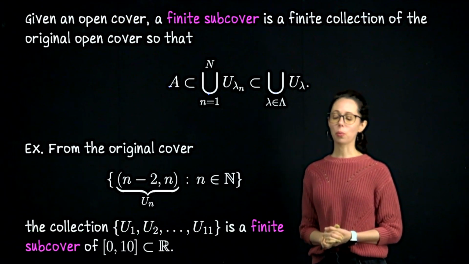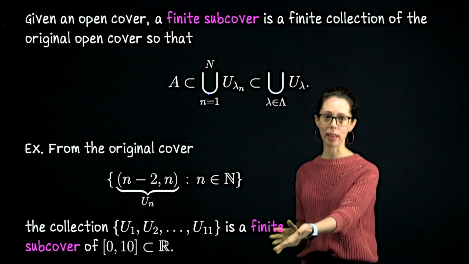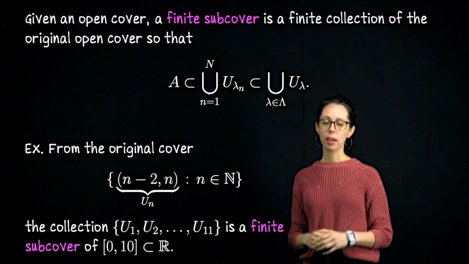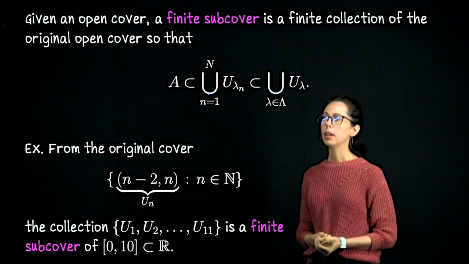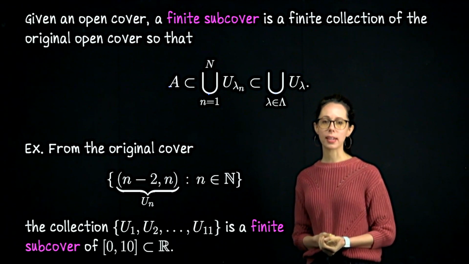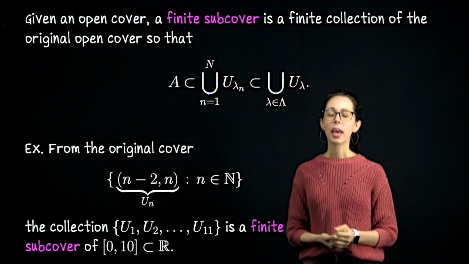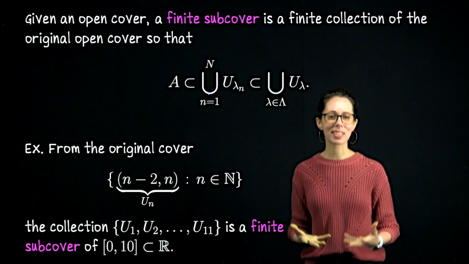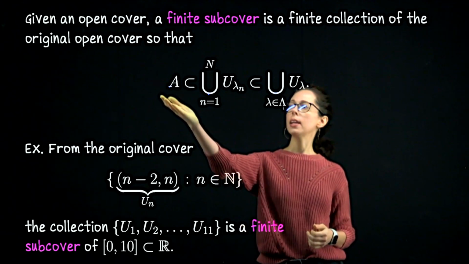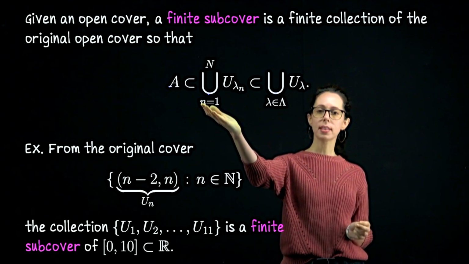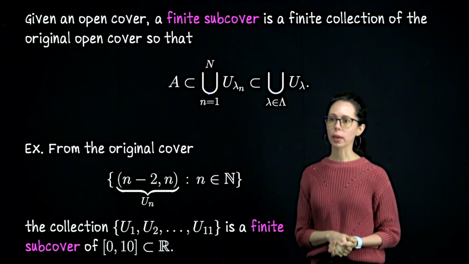In the previous example, when I threw out most of the collection of open sets and said, hey, we only needed the first 11, what we were doing was passing from an original open cover of a set down to what's called a finite subcover. So given an open cover of a set in a metric space, typically you want to imagine that it's an infinite collection of open sets. A finite subcover is just a finite subcollection of those open sets, which still covers A. So stated precisely, A is contained in this union, where this is the union of only finitely many open sets, and that is a subset of the original open cover.